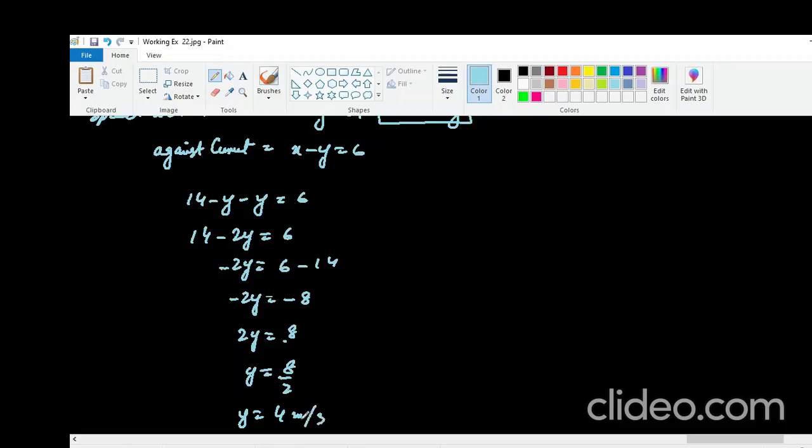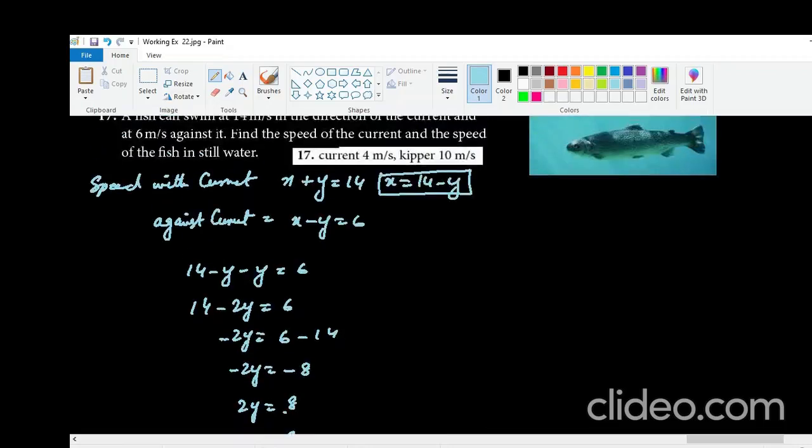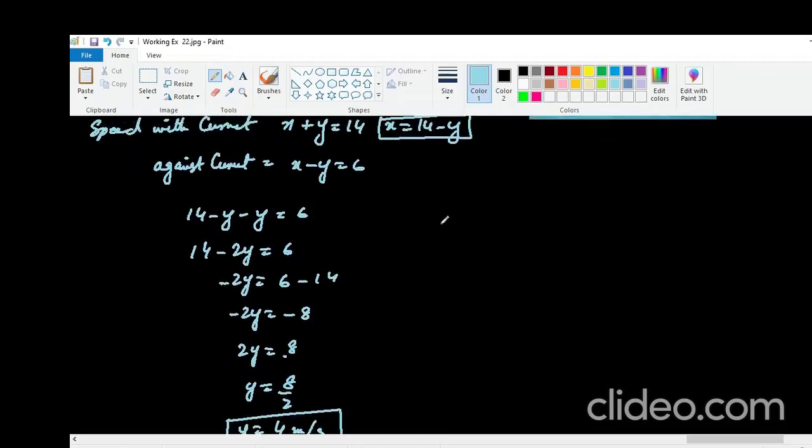Now I know the value of x is 14 minus y. So x will be equal to 14 minus 4. That means x will be equal to 10 meters per second. So this is the speed against the current, and this is the speed with the current in the still water.